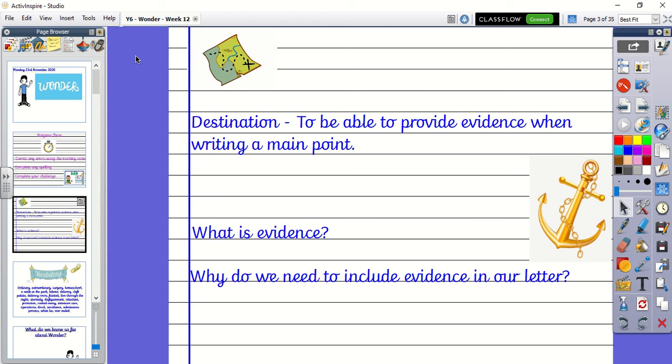So obviously in our letter we are going to provide lots of different points to Mr. Tushman, but we can't just say I hit Julian. We've got to go into more detail and we've got to provide evidence to support that main point. So I've got a couple of questions there. So what is evidence and why do we need to include evidence in our letter?